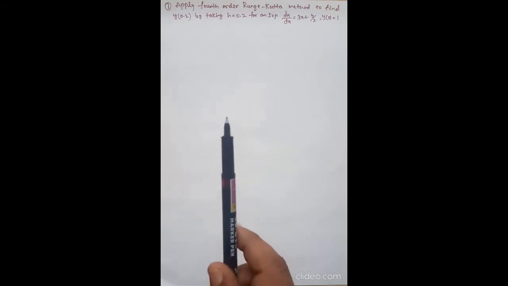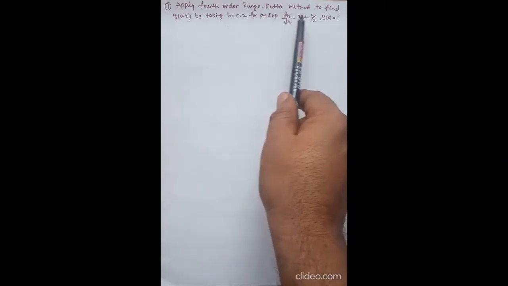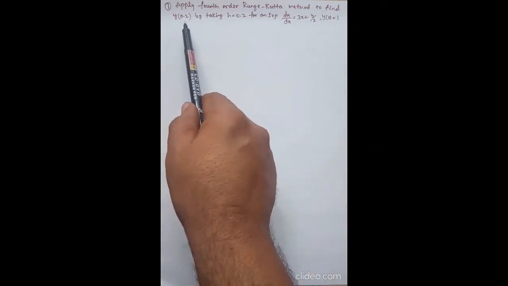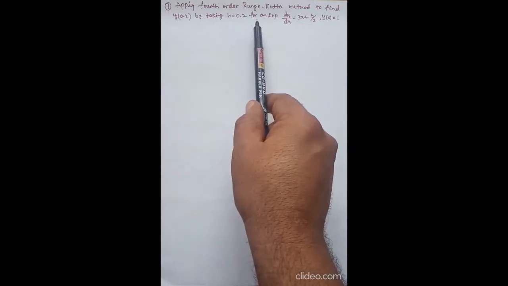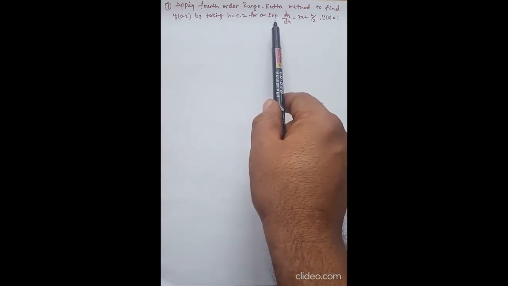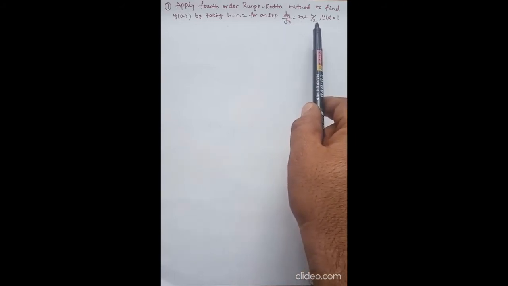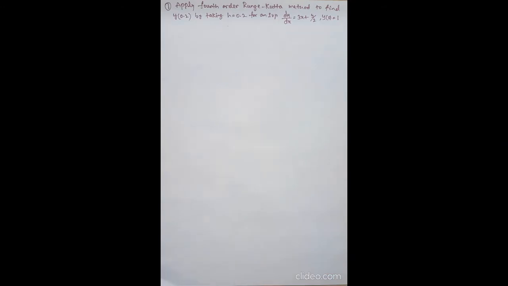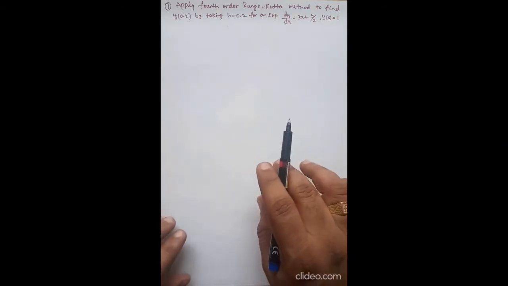So we start the first problem on Runge-Kutta method. Apply fourth order Runge-Kutta method to find y of 0.2 by taking h is equal to 0.2 for an IVP, initial value problem. dy by dx equals 3x plus y by 2, y of 0 equals 1. So this is the problem here. So let us see how we can solve this.